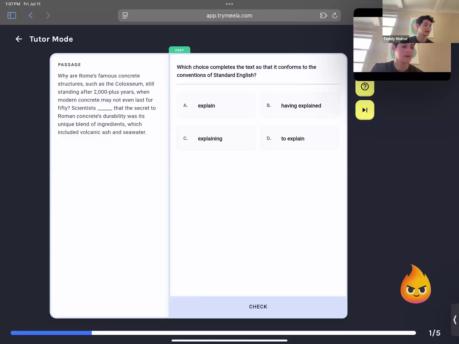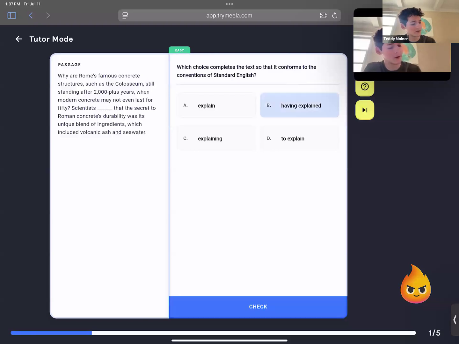And yes, A is going to be the correct answer here. The reason for that has to do with the grammatical tense we're in. The context here is very important. We're at the first sentence, and we get asked a question, and then "scientists blank that the secret to Roman concrete's durability was its unique blend of ingredients." Let's try the other answers. Let's say we went with B.